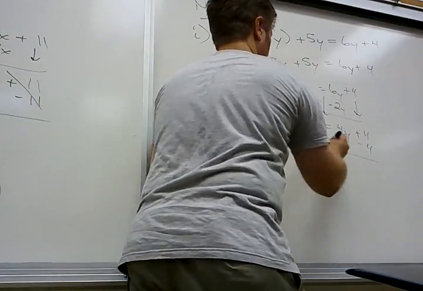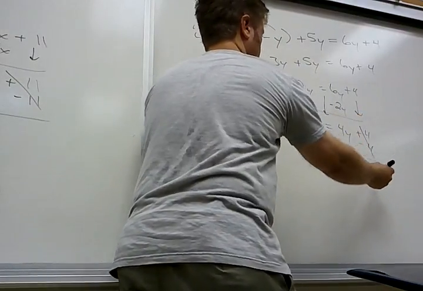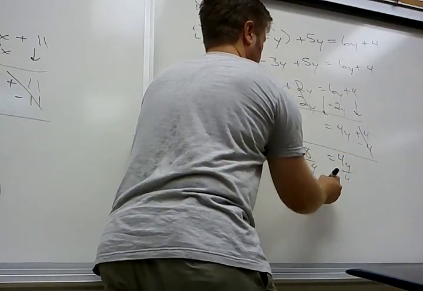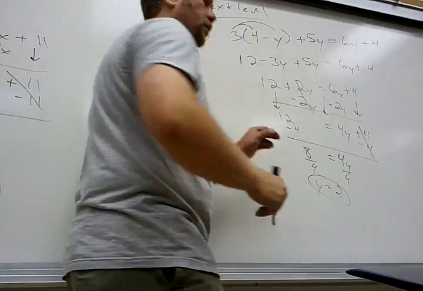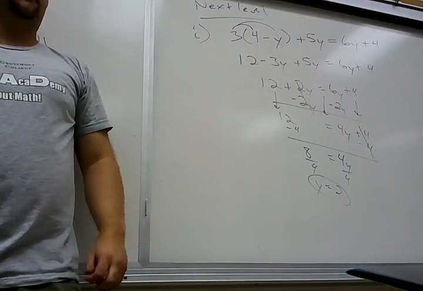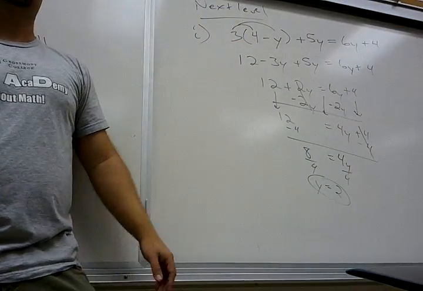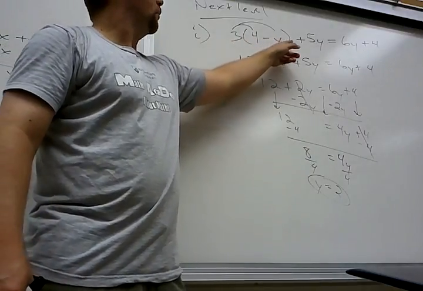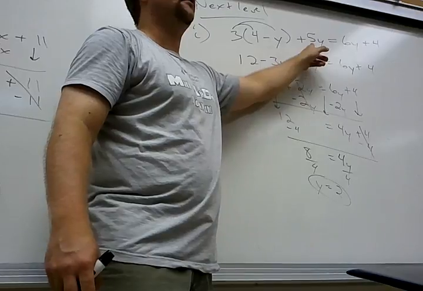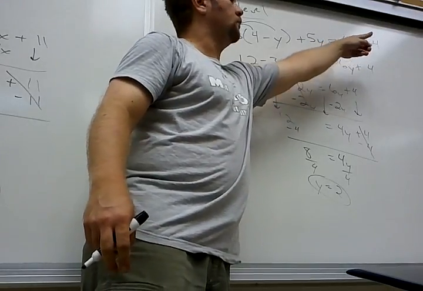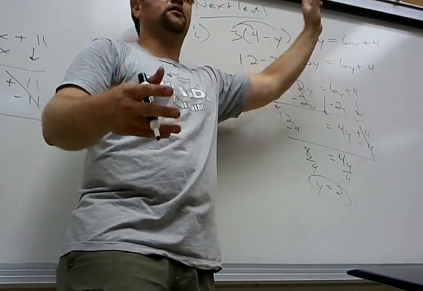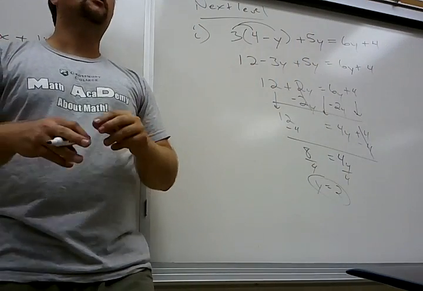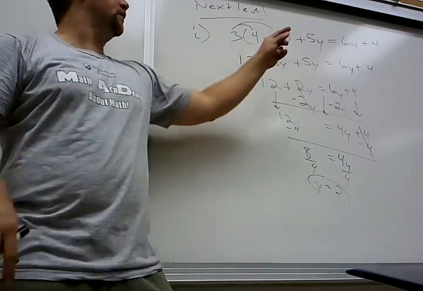So I get 8 equals 4y. Divided by 4. And this is one where you actually do get a nice whole number, right? And to check it, you just throw it back in. 3 times 4 minus 2 is 3 times 2 is 6. Plus 5 times 2 is 10. 16 is 12 plus 4, 6 times 2 is 4 is 16. So it works. If you plug that back in, it works. You want to have the same on both sides. Exactly. That's what this is claiming.